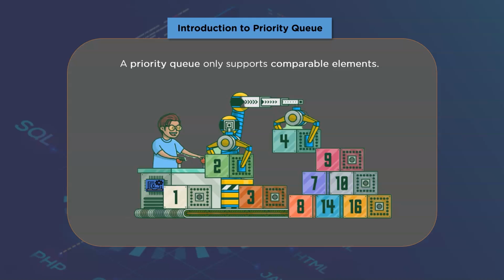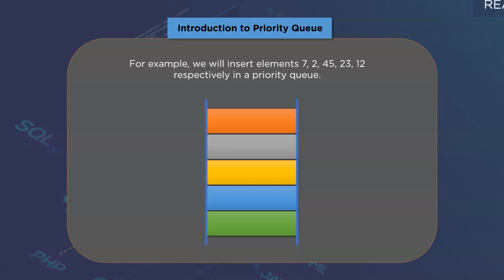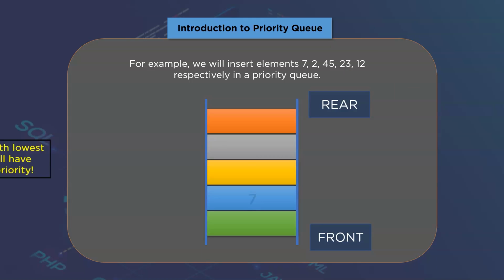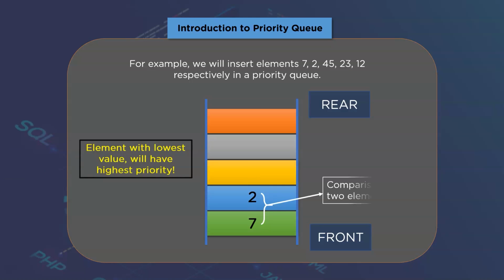Moving ahead, let's have a look at an example of priority queue. In this priority queue, we will insert 7, 2, 45, 23 and 12 respectively. These elements are not ordered. So how is the priority queue going to store them in order? Well, at the time of insertion, the priority queue conducts a comparison of each element with every other element present inside the queue to store them in order.